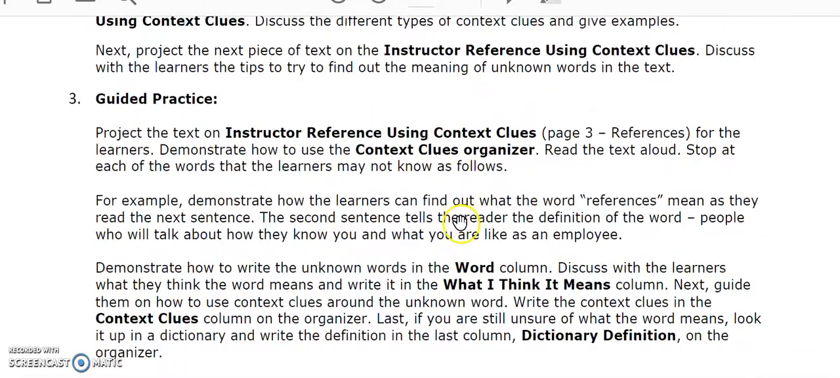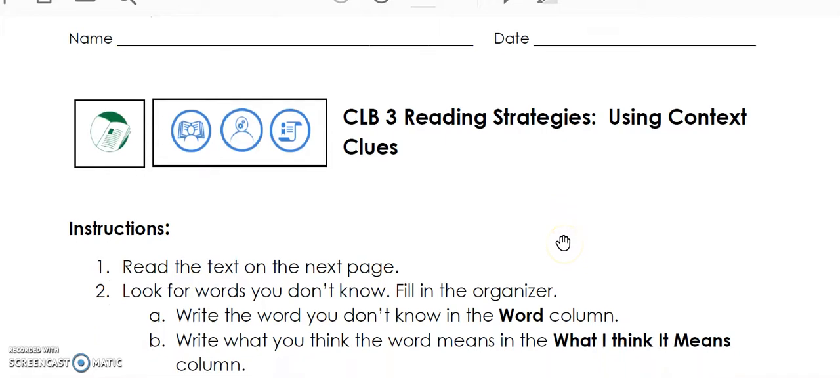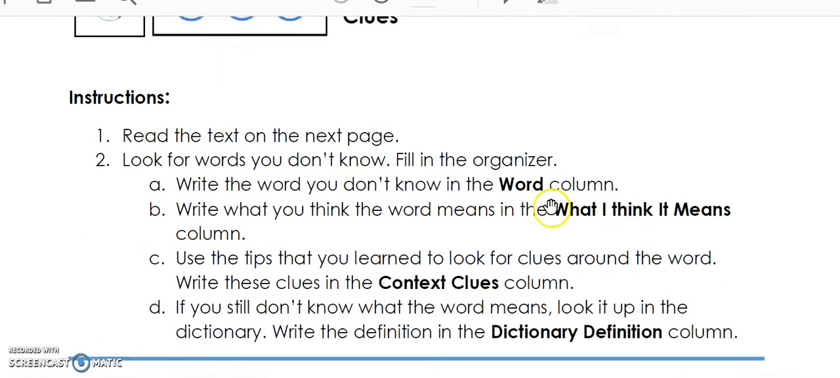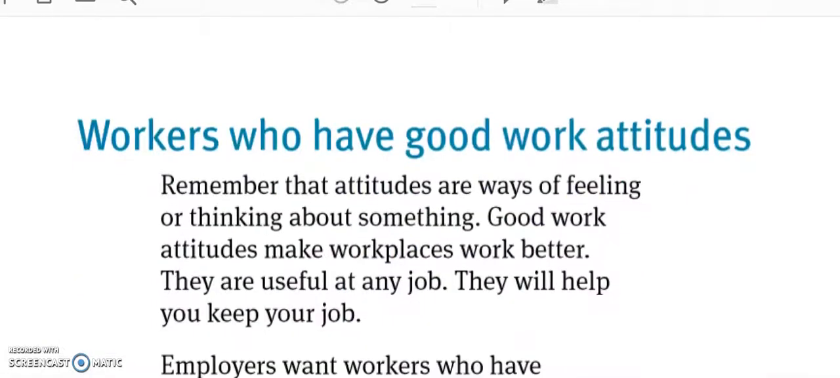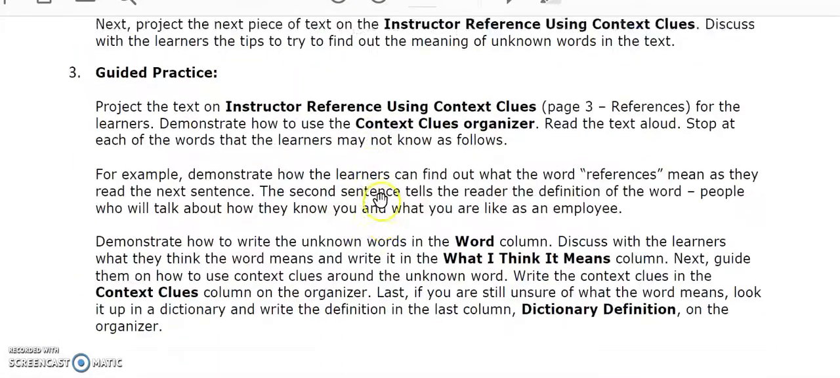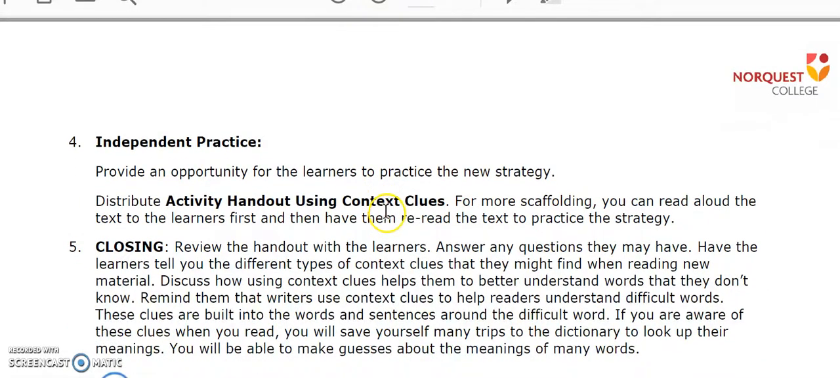Following the guided practice part of the lesson, the learners then complete an independent practice using the context clues organizer to identify and learn new words using a new piece of text. Finally, there is a short closing activity.